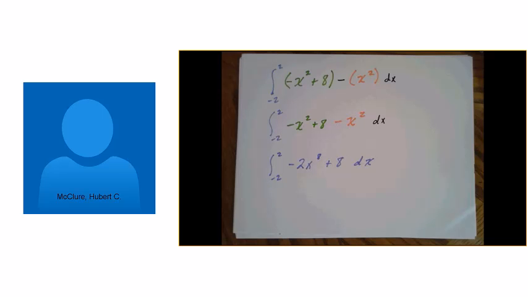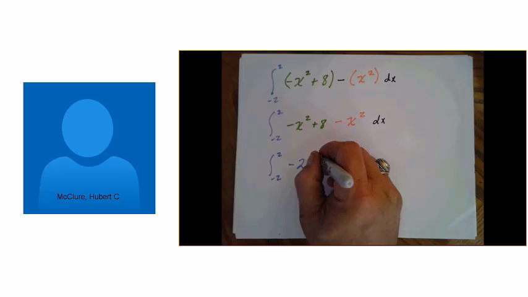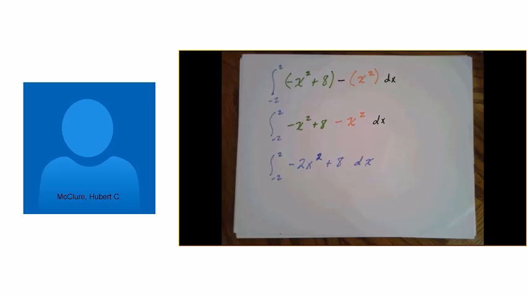And I have no idea why that has x⁸. That's not supposed to be x⁸. I need to take my medicine. That's supposed to be to the 2nd power. There we go. All right, I'm going to let y'all take the antiderivative, and I want y'all to do the evaluation.